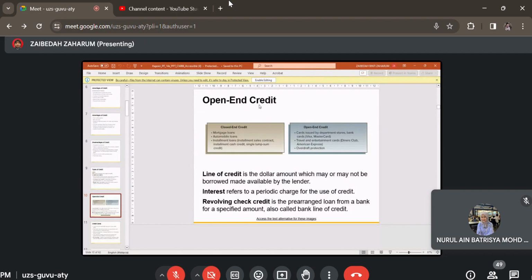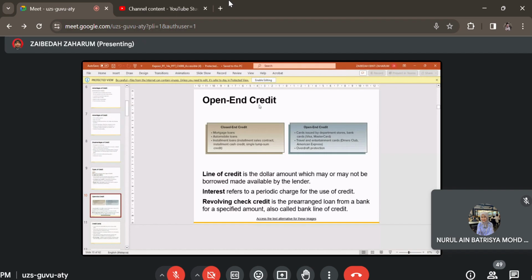So dekat situ kita tengok card issued by department store, bank card, contohnya Visa, Mastercard, travel and entertainment card, contohnya Diners Club, American Express, and then kita ada overdraft protection.